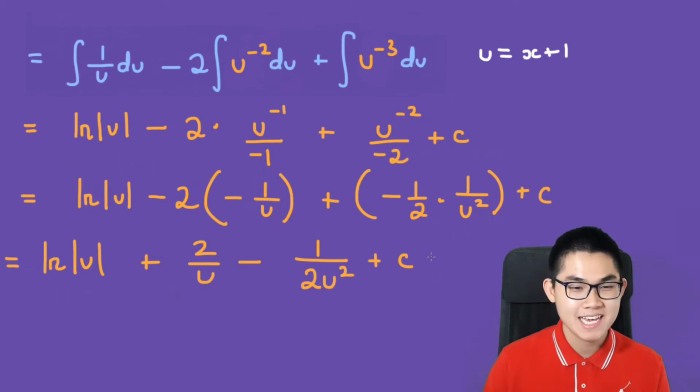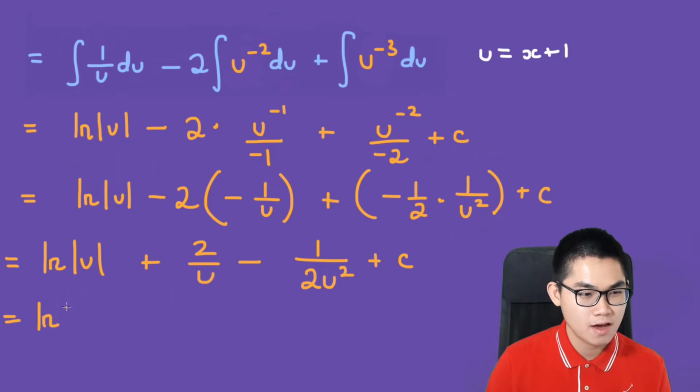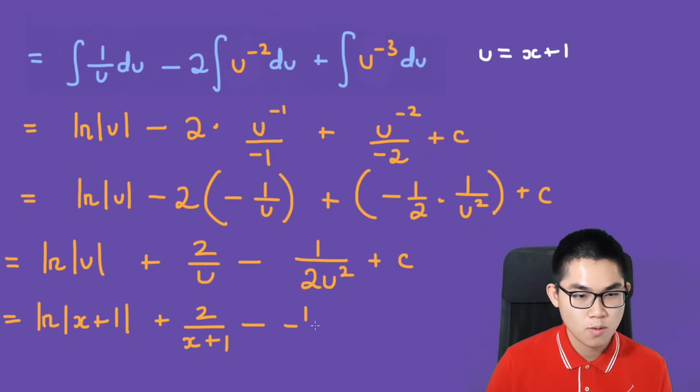And the final step is to substitute the u with the x. So here we have the ln of absolute value of x plus 1 plus 2 over x plus 1 minus 1 over 2 times x plus 1 to the power of 2 plus c.